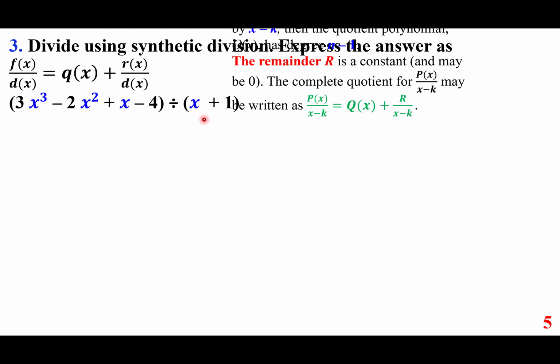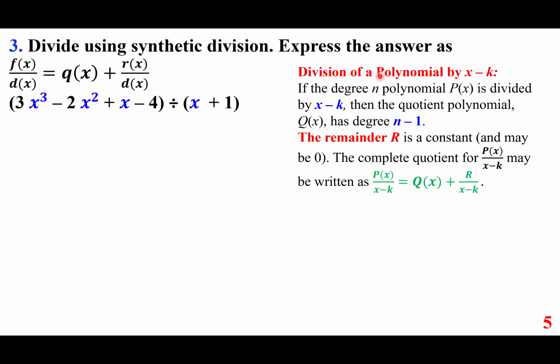So in general, division of a polynomial by x minus k: if the degree n polynomial p of x is divided by x minus k, remember, this has degree n and this has degree 1, right? Then the quotient polynomial q of x has degree n minus 1. So it goes down by 1 because this has degree 1. The remainder r is a constant and may even be 0. The complete quotient for p of x over x minus k may be written as follows. P of x over x minus k equals q of x plus r over x minus k.